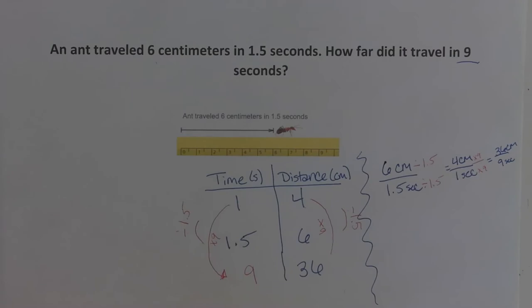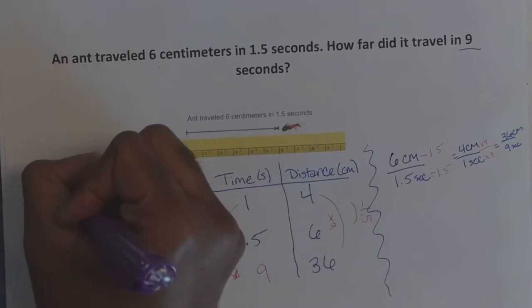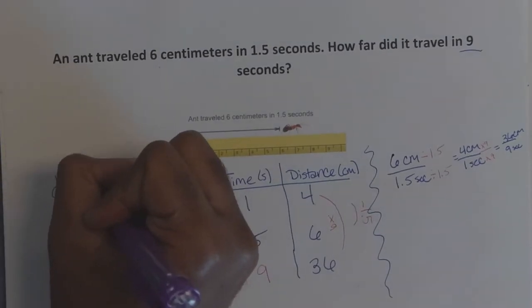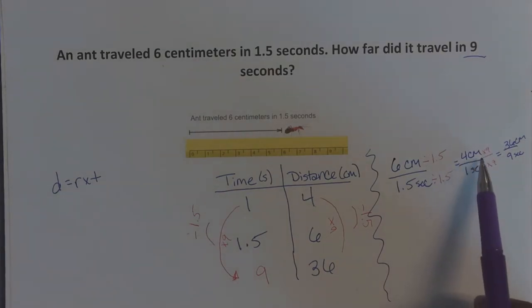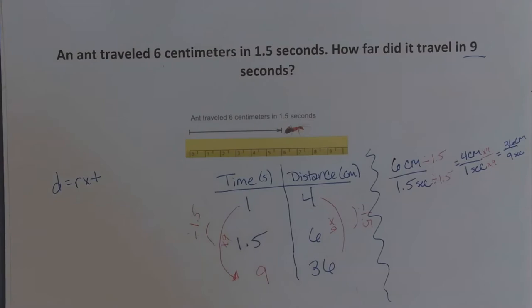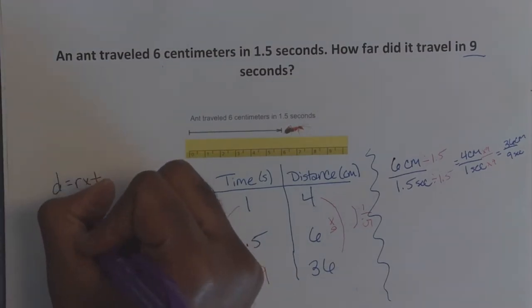The last way we can do this is use constant speed with the equation that we just learned, that distance equals rate times time. So, knowing my equation, let's fill in everything that we know. What does our R stand for again? Correct. Our R stands for our rate or our unit rate. What is the unit rate in this problem? Correct. Our unit rate is 4 centimeters per 1 second. So I can write that rate as 4. So I'm going to substitute my R for 4.